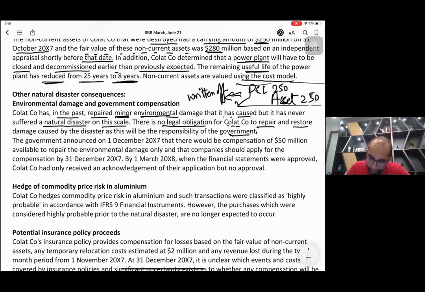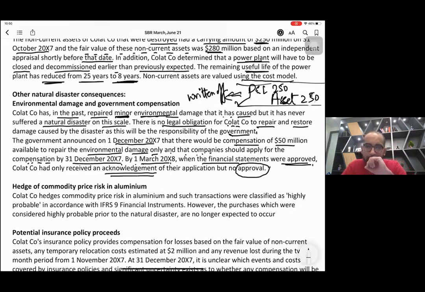Now listen. The government announced on 1st December X7 that there would be compensation of 50 million available to repair the environmental damage only, and that the companies should apply for the compensation by December X7. By 1st March X8, when the financial statements were approved, Collard Company had only received acknowledgement, see the wordings, of their application, but no approval. The real thing is approval.